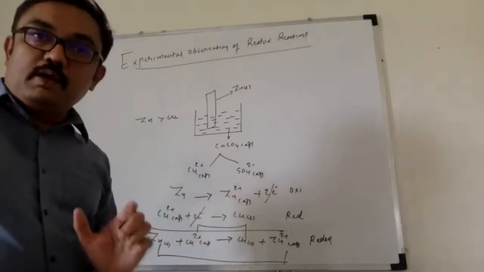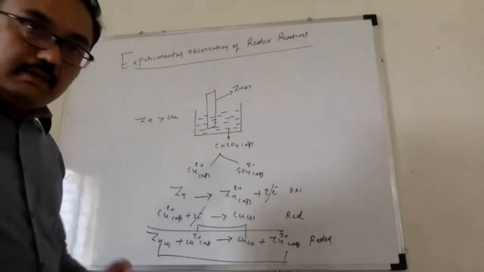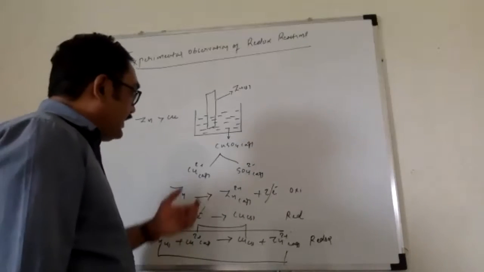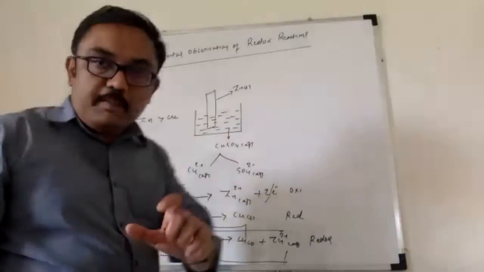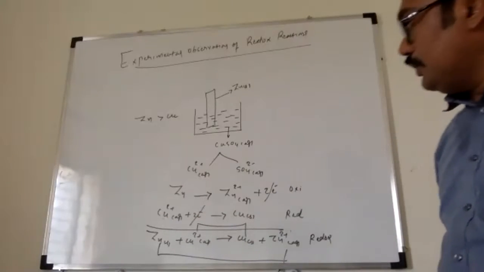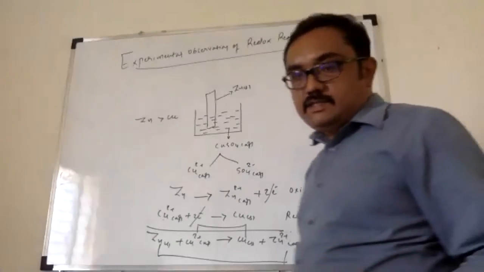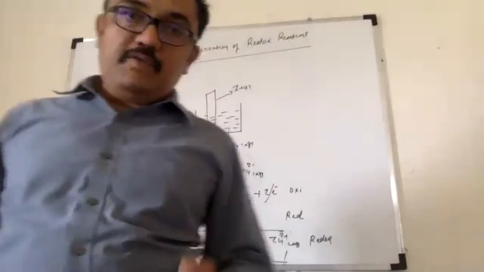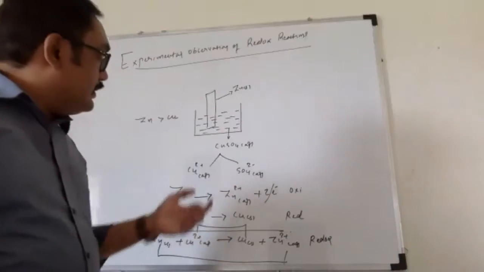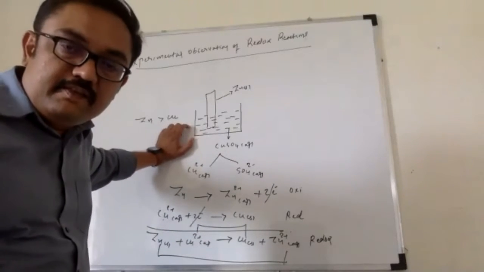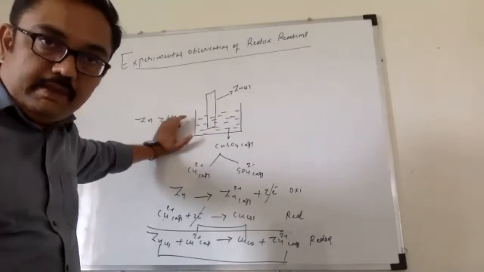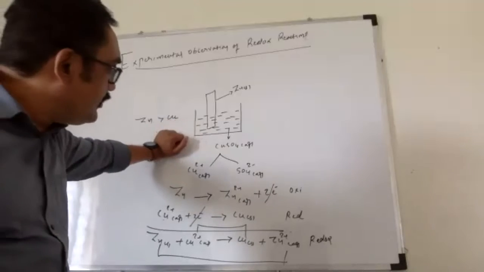Now what would be the experimental observation in this setup? When the reaction proceeds, what will you notice? The aqueous copper sulfate solution is of blue color. And with time, the copper ions will deposit as copper solid. So you will notice that as the reaction proceeds, the blue color of copper sulfate will fade. The intensity of blue color decreases with time, and once all the copper ions deposit, it becomes colorless.